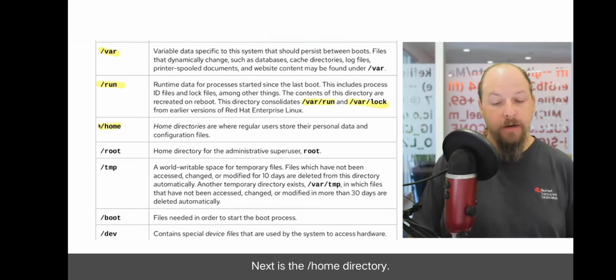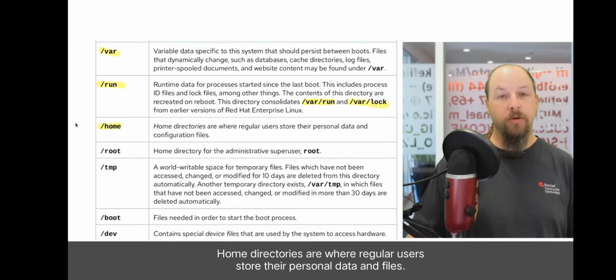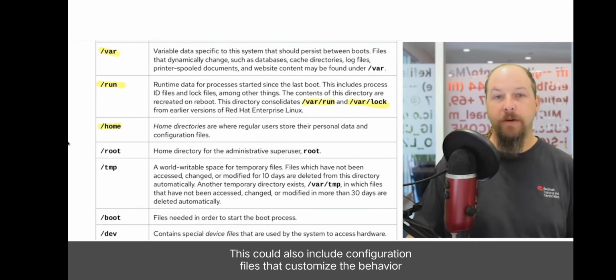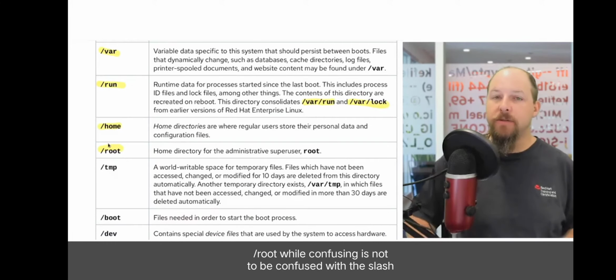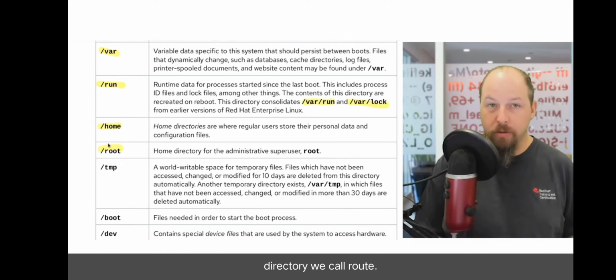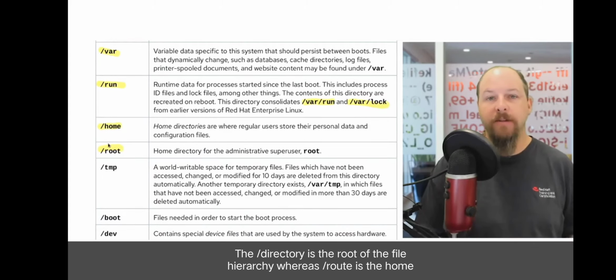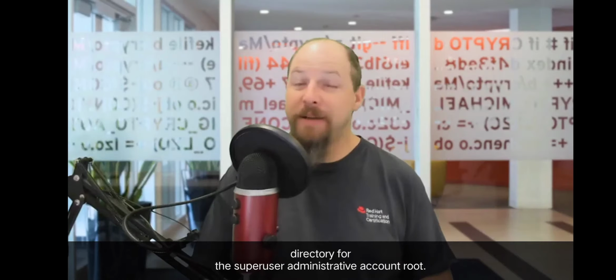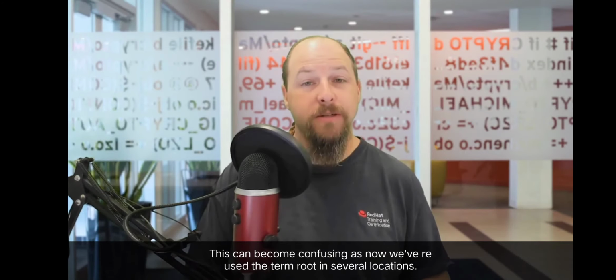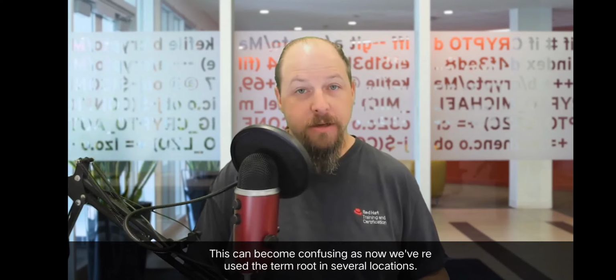Next is the /home directory. Home directories are where regular users store their personal data and files. This could also include configuration files that customize the behavior of software applications unique to that user. /root, while confusing, is not to be confused with the / directory we call root. The / directory is the root of the file hierarchy, whereas /root is the home directory for the superuser administrative account root. This can become confusing, as now we've reused the term root in several locations.